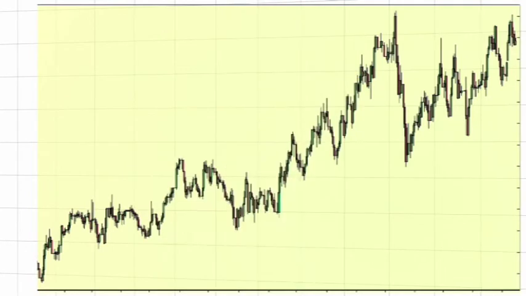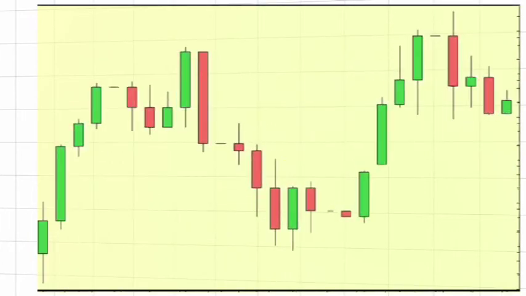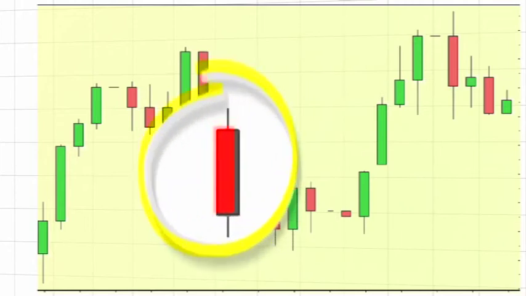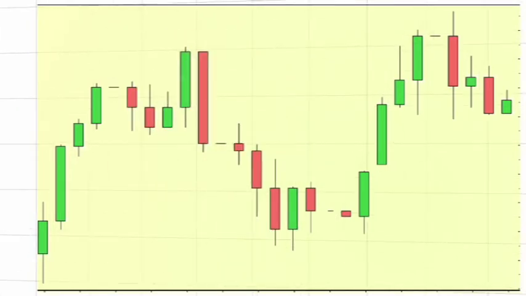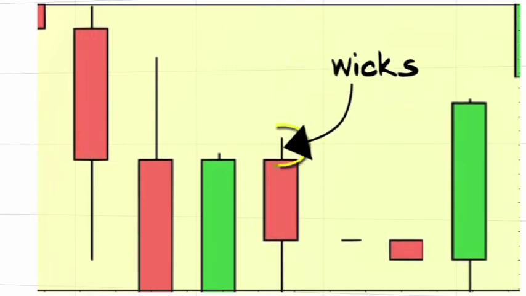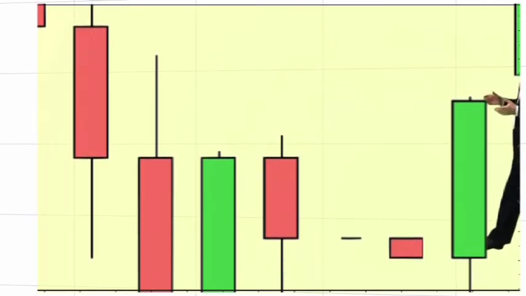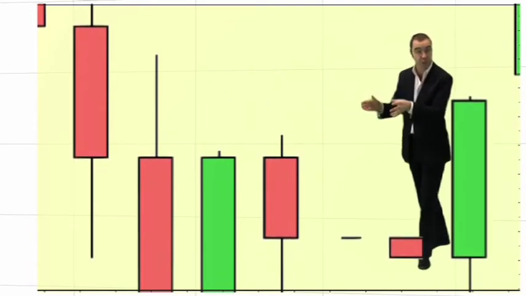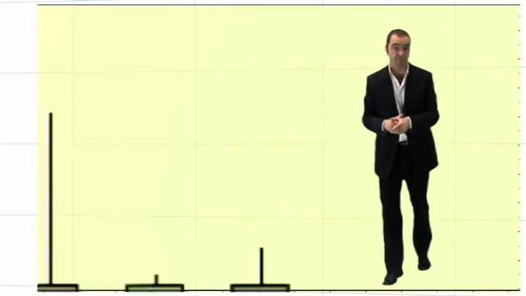Each of the coloured bars represents the opening and closing points at a time in the life of your chosen instrument. Green means that it has gone up higher since the previous bar, and red indicates that it has gone down. You'll see that there are thin lines called wicks at the top and bottom of each of the coloured bars. These represent the highest and lowest points that the instrument has reached during your chosen time frame.